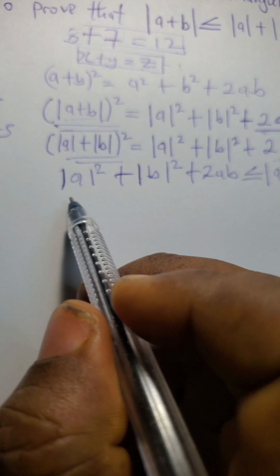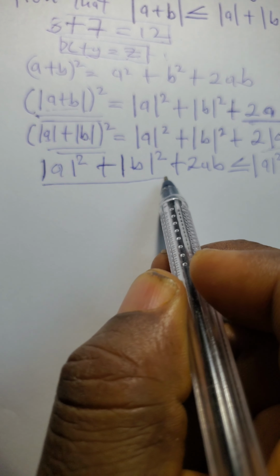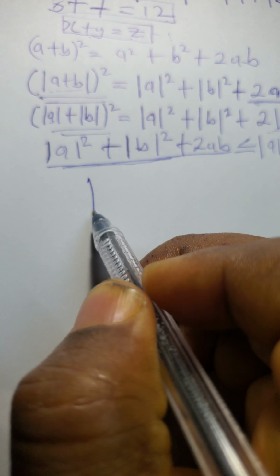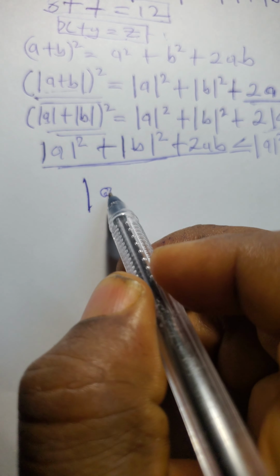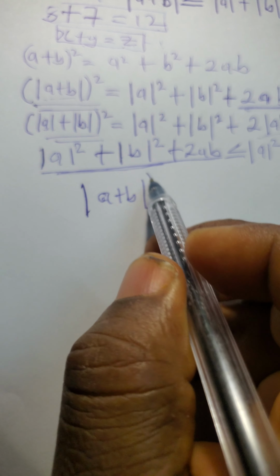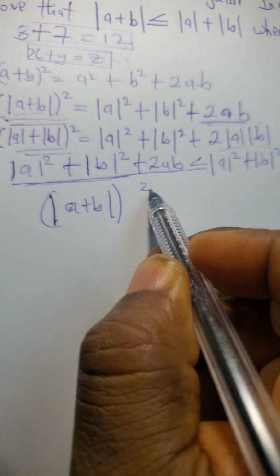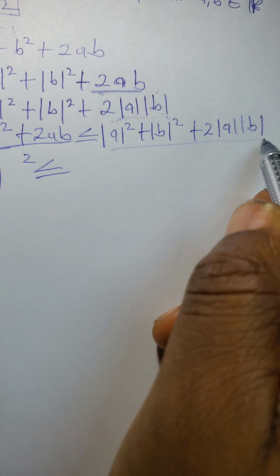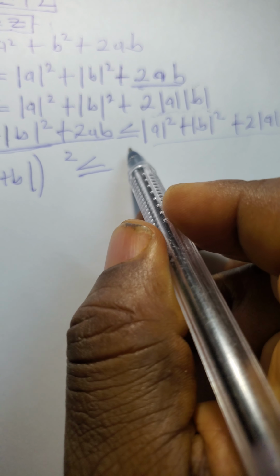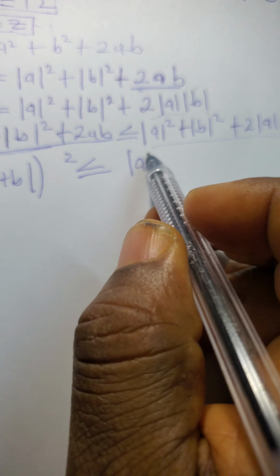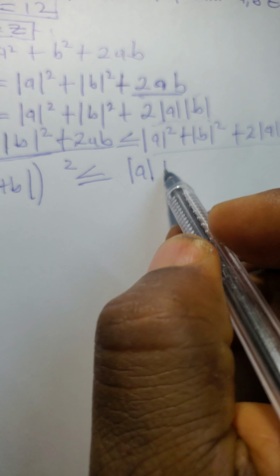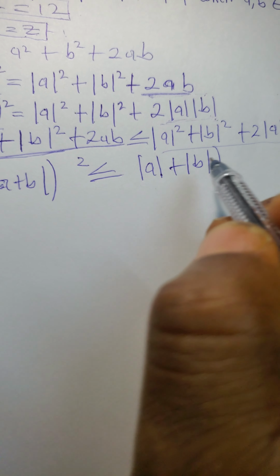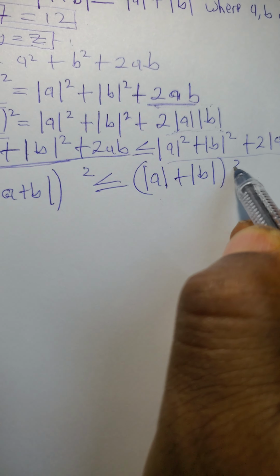Now, since our expression for this one originally was absolute value of the sum of a plus b, then squared, we can now say it is less than or equal to our original expression for this one, which was absolute value of a plus absolute value of b, everything raised to power 2.